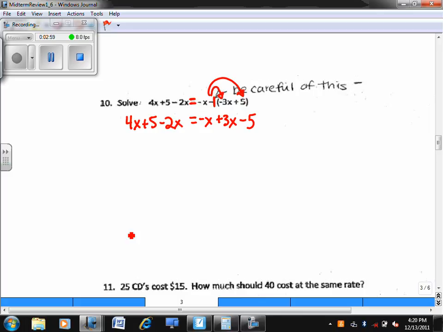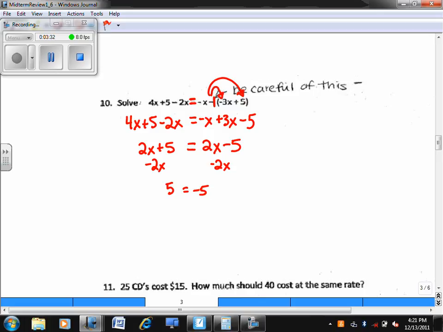Okay, we want to simplify. 4x minus 2x is 2x. Plus 5 is equal to negative x plus 3x would be 2x. And we have minus 5. Okay, what do we want to do? There's more than one thing we could do here. I'm going to subtract 2x from each side. 5 equals negative 5. 5 is not negative 5. Those are two different numbers.